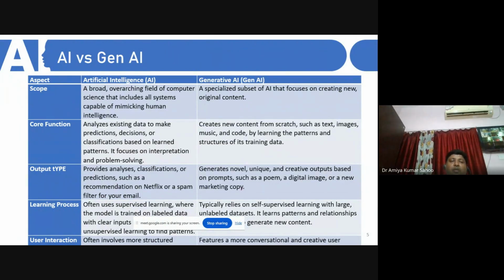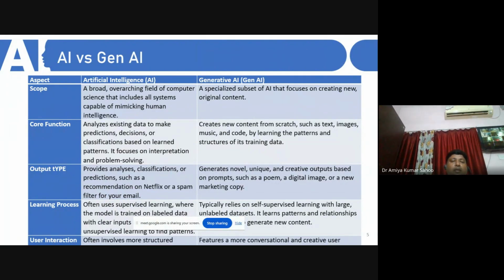If we discuss the scope, AI is a broad, overreaching field of computer science, which includes systems capable of mimicking human intelligence. If we discuss Gen AI, it is a subset of AI which focuses on creating new, original content. That is very, very important. It creates new original content.